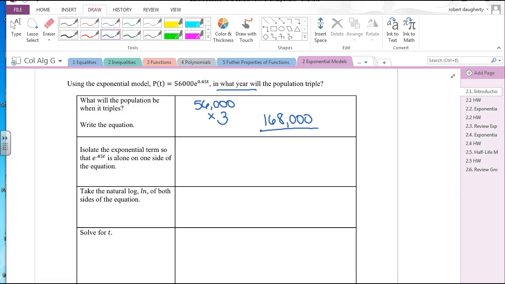So the equation I'm looking at is 168,000, my future value, is equal to my initial value and then e to the 0.45t. And what am I solving for here? t, okay? If I can solve for t, I need to get this all by itself. What's keeping it from being by itself?